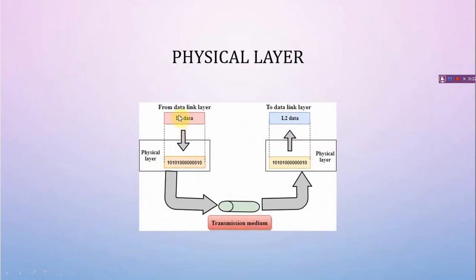So here the data from the data link layer comes to the physical layer, is converted into signals and goes through the transmission medium to the receiver side, and at the receiver side the data from the physical layer goes up to the data link layer.